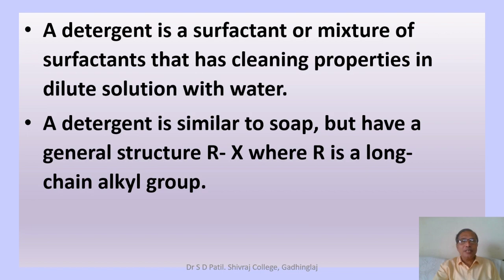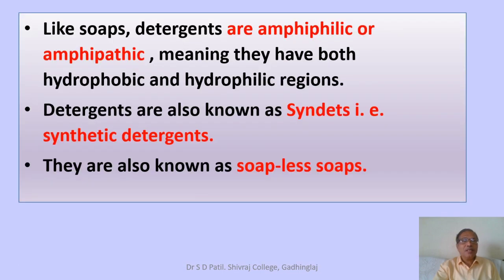Coming to the next part, like soaps, detergents are amphiphilic or amphipathic. Means in case of chemical structure of soaps, we have seen that there are two terminals. One terminal is hydrophilic, other terminal is hydrophobic. Similarly, detergents have both the terminals. One is hydrophobic, other is hydrophilic. So water soluble portion is there, water insoluble portion is there. Detergents are also known as syndets.